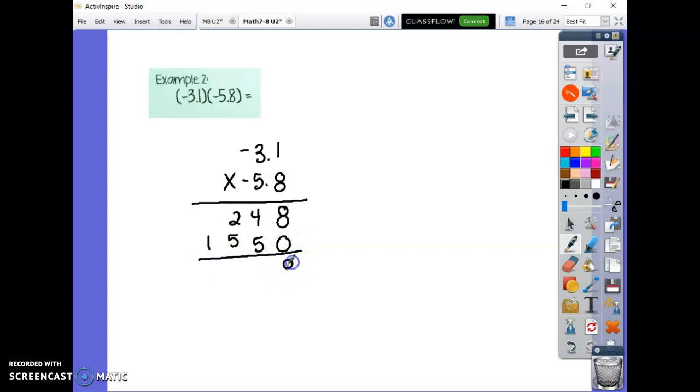8 plus 0 is 8. 5 plus 4 is 9. 5 plus 2 is 7. And 1 over here because we do have to add those numbers. And then you're going to move over 2 decimal places. 1, 2. So our final answer is 17.98. Let's review those signs again. Negative sign and a negative sign. So that means same signs, our answer is going to be a positive number.